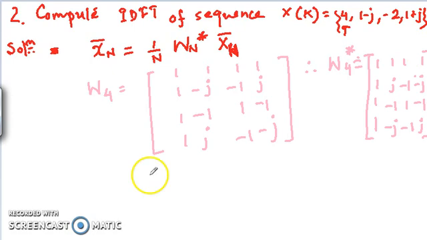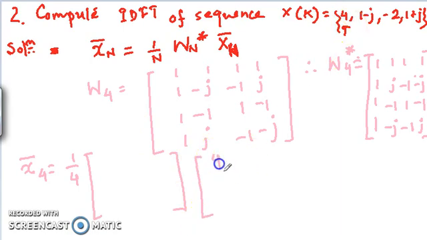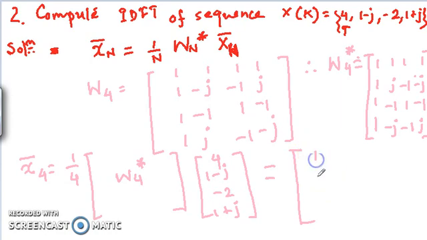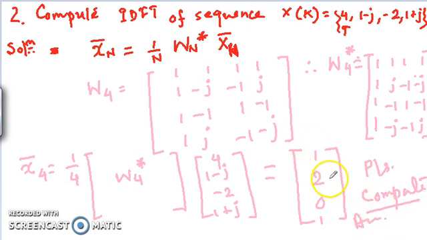So this will be our W star. And from W star, we are going to calculate x(n) for N equal to 4. The formula is 1 by 4 into this whole matrix and the given X(k), that is 4, 1 minus j, minus 2 and 1 plus j. If you put this matrix and multiply the whole thing, you will get the final answer as 1, 2, 0 and 1. Please compute. So this will be your final answer. This is basically your xn. So xn will be 1, 2, 0 and 1. Thank you.